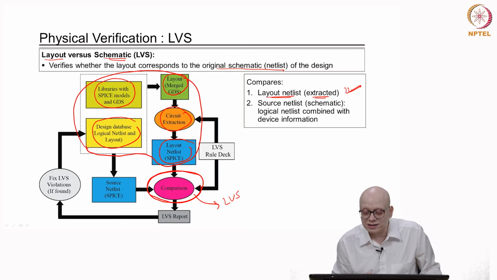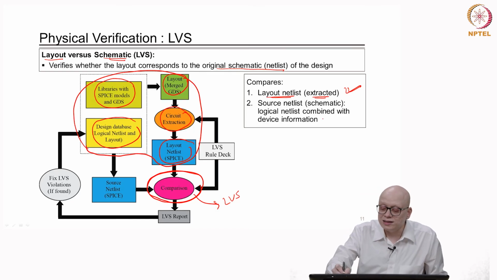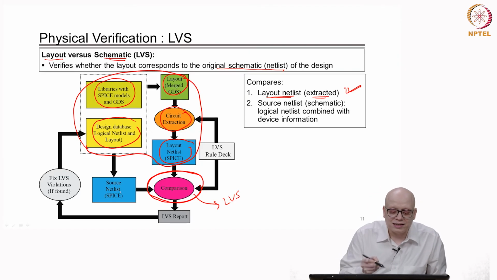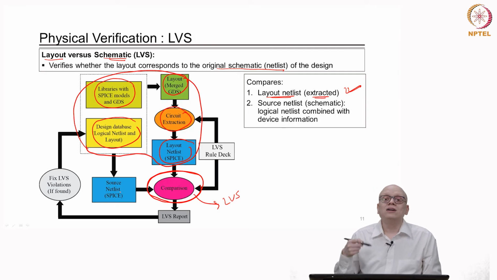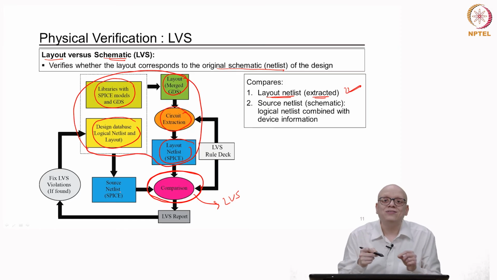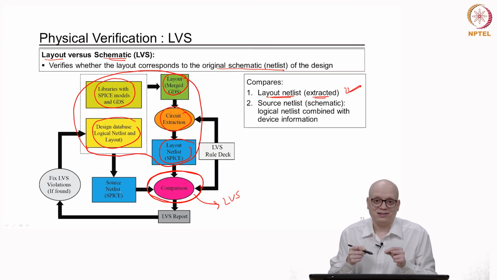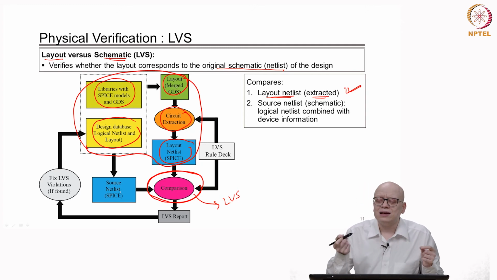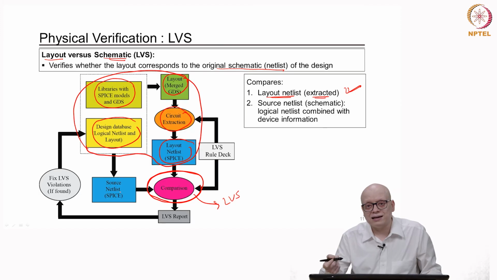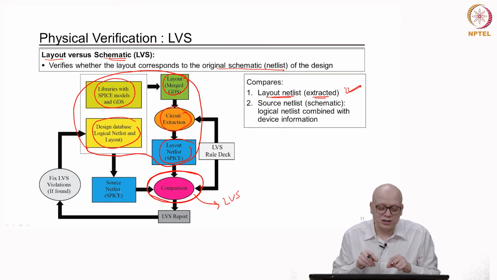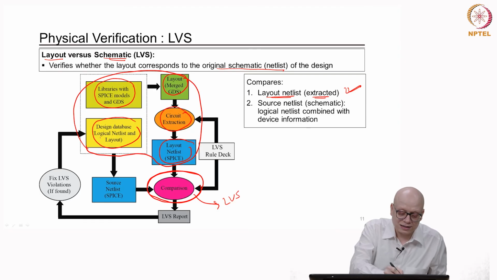Now, what is the source netlist? The source netlist is the logical netlist combined with the device information. It is the same netlist that we started the physical design with. After logic synthesis we got a netlist. That netlist consisted of, say, how the AND gate, NAND gate, and inverter were there, how they were connected, and so on. That information is in the logical netlist.